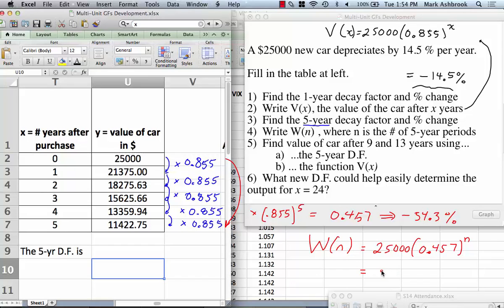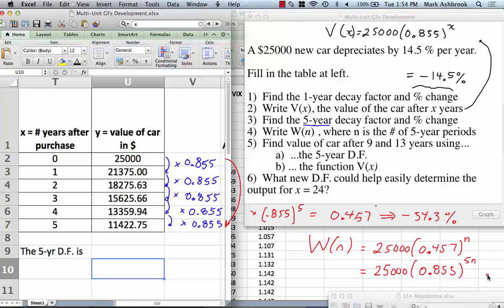So would anyone set up this w function a different way? Yeah. Go ahead. You could have 25,000 times your original growth factor, 0.855 to the 5n. That's what I did. Okay. So here's our original growth factor, and he wants to raise it to the 5n. Does it work? Yes.